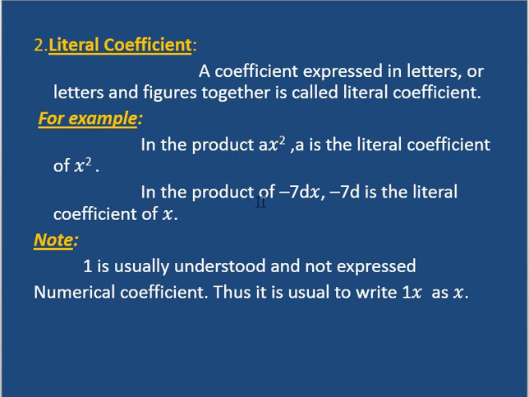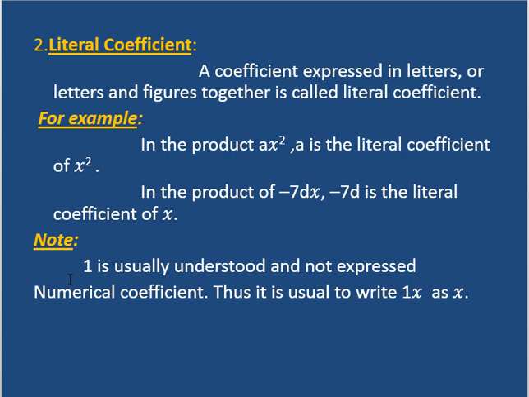In the product of minus 7dx, minus 7d is the literal coefficient of x. Here we already discussed letter and figure together, so you can see here we have letter, we have figure minus 7. So this minus 7d is a literal coefficient of x.